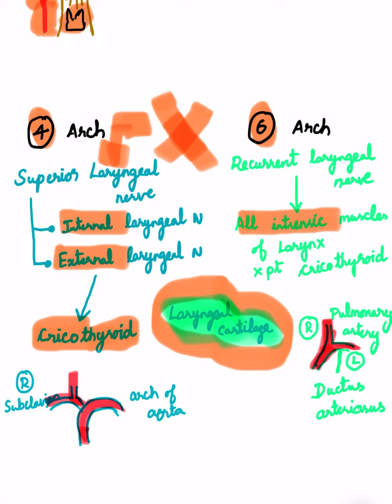Let's see together. From the fourth and the sixth pharyngeal arches, laryngeal cartilages develop, and from the fourth pharyngeal arch, the superior laryngeal nerve, which further divides into the internal laryngeal nerve and external laryngeal nerve, and the arteries: arch of aorta and right subclavian artery. The sixth pharyngeal arch gives rise to the recurrent laryngeal nerve, which supplies all the intrinsic muscles, and the arteries: right and left pulmonary artery along with the ductus arteriosus.